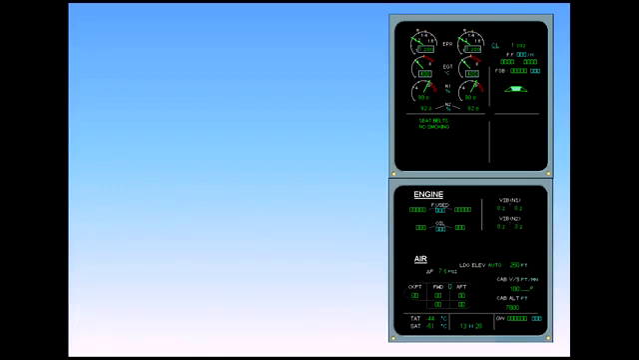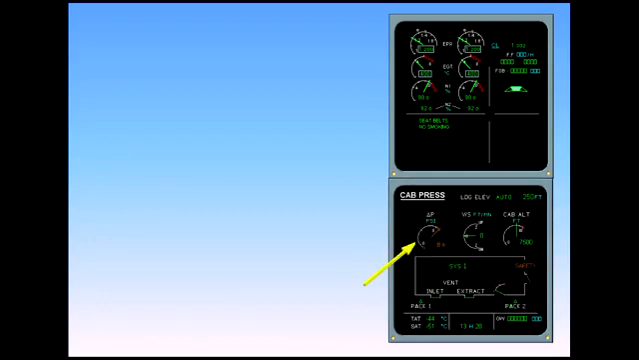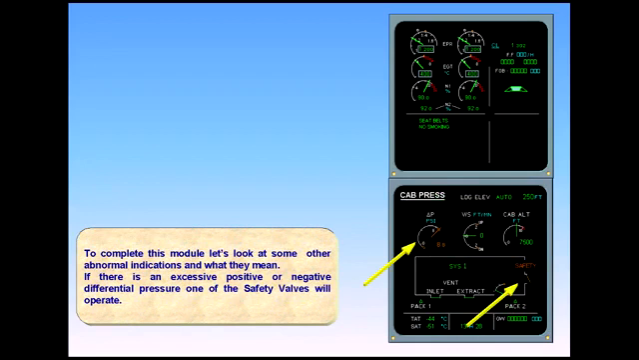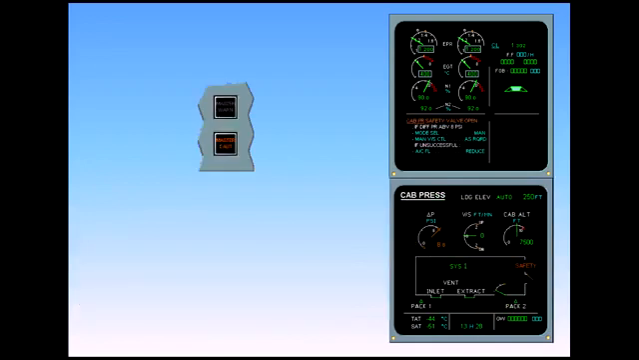To complete this module, let's look at some other abnormal indications and what they mean. If there is an excessive positive or negative differential pressure, one of the safety valves will operate. An ECAM caution cabin pressure safety valve open is generated, and the safety valve indication on the cabin pressure page changes to amber.